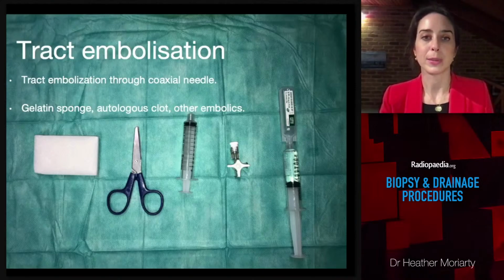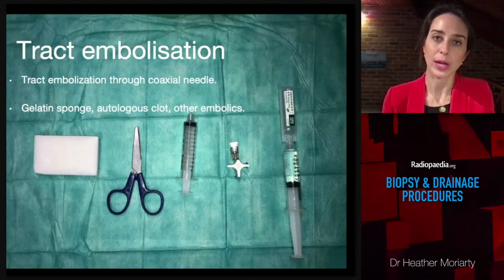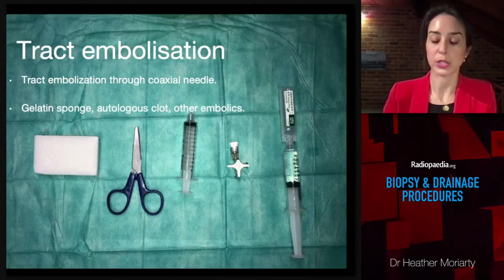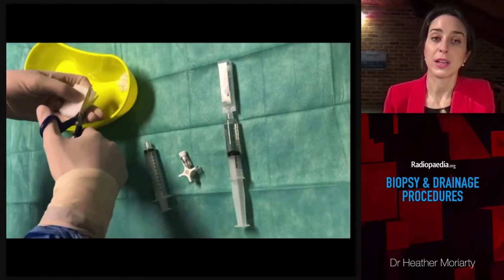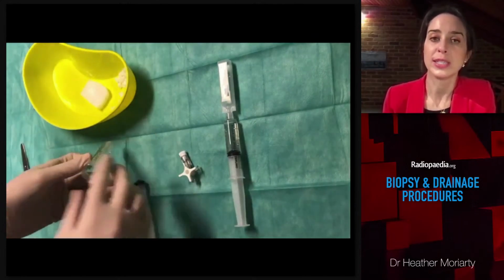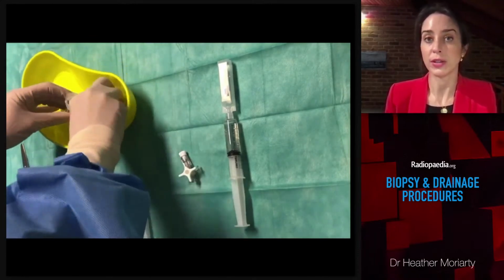There are a number of different embolics available. You can use autologous clot, either from a venipuncture or, if there is bleeding through the coaxial needle, cover the hub so the blood products clot within the coaxial needle, then advance the stylet as you're withdrawing to push in the autologous clot. I find autologous clot works best in low flow lesions. If there is a higher bleeding rate, I will use gelatin sponge or another embolic.